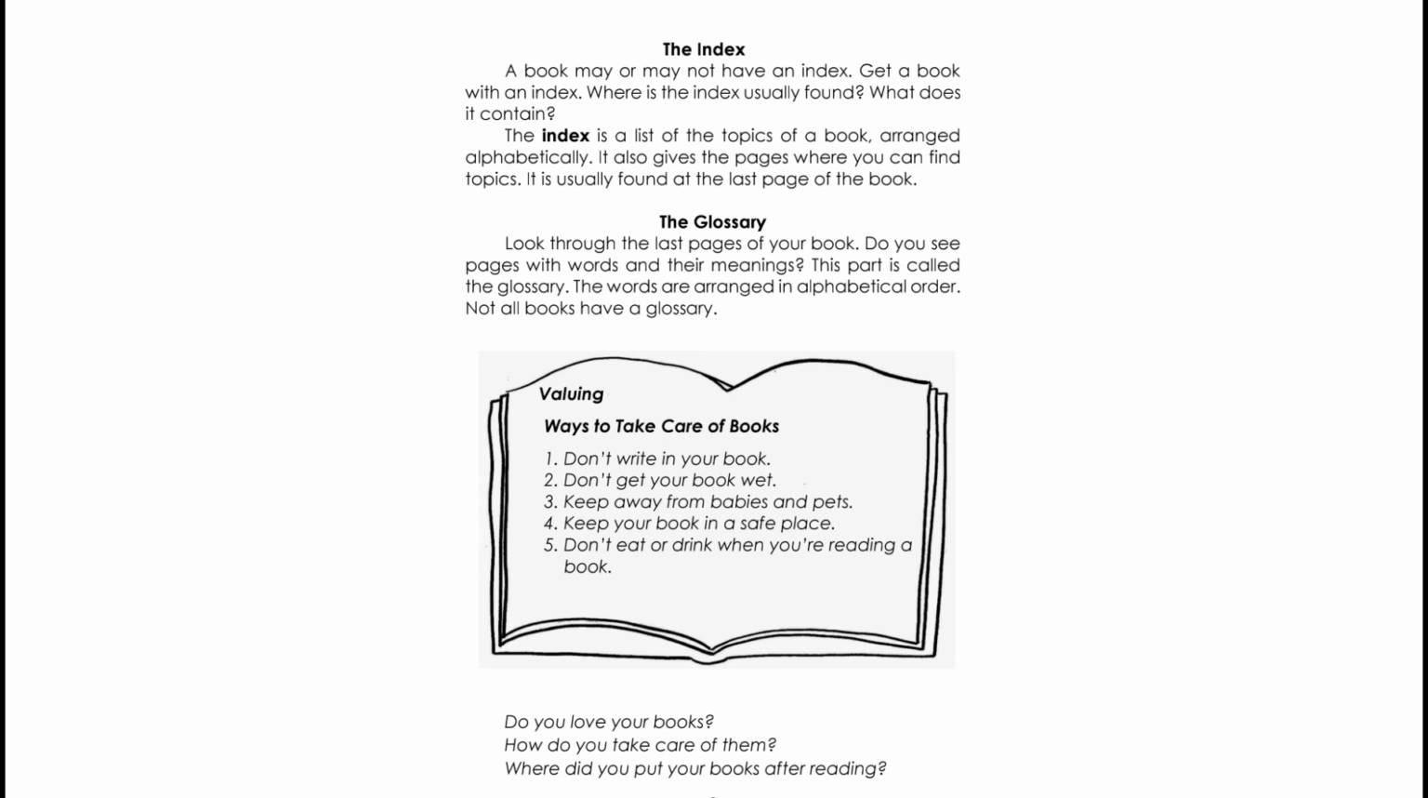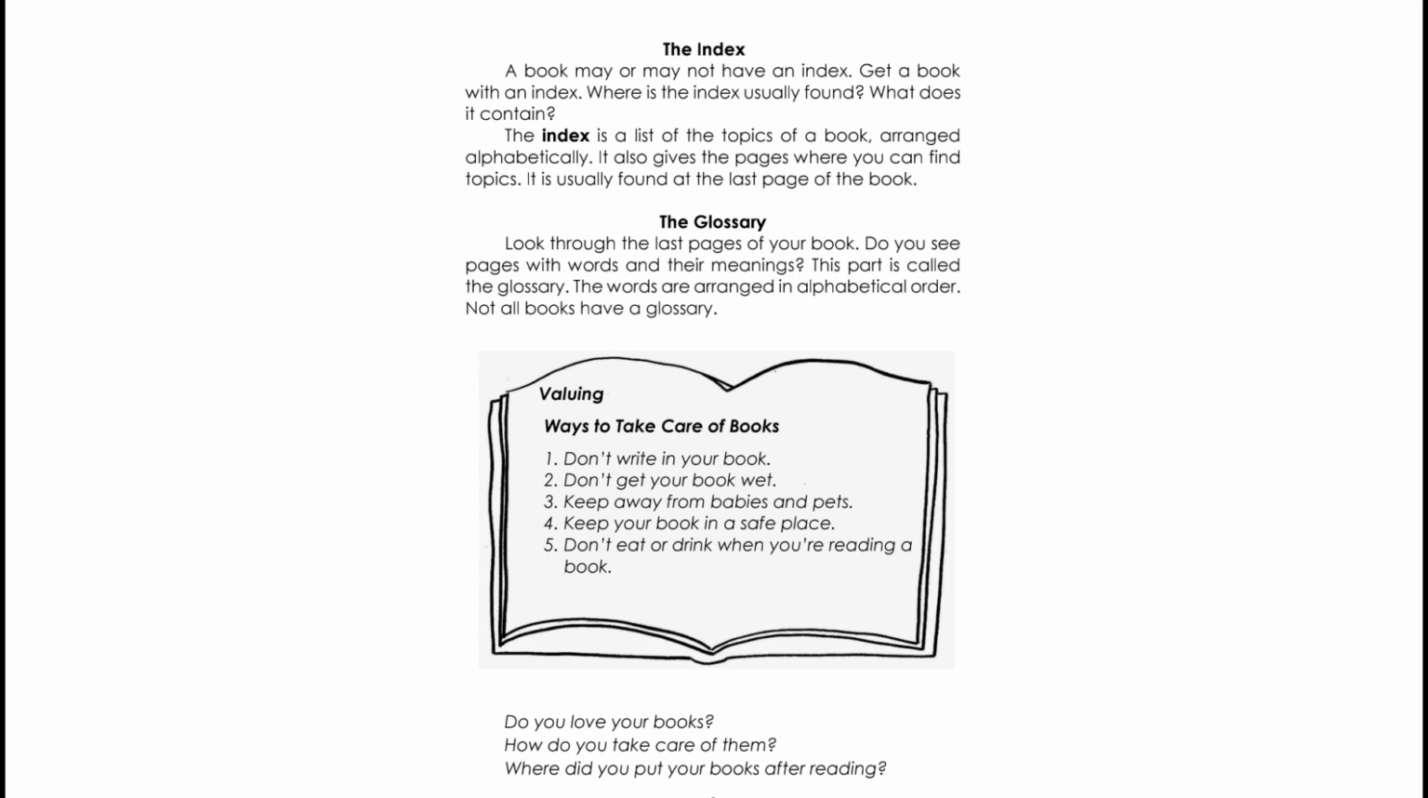The glossary. Look through the last pages of your book. Do you see pages with words and their meaning? This part is called the glossary. The words are arranged alphabetically or in alphabetical order. Not all books have a glossary.